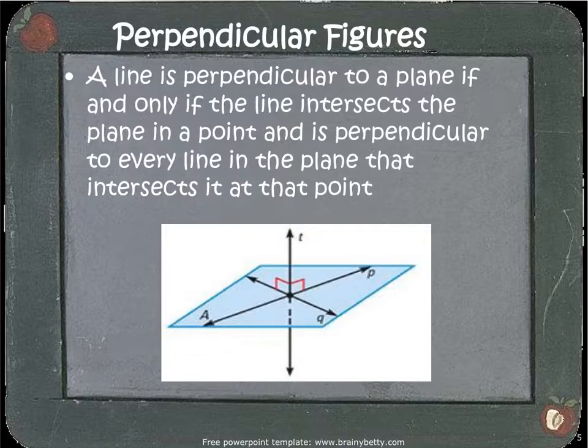So it says a line is perpendicular to a plane if and only if, and notice if and only if, here's my little biconditional, the line intersects the plane in a point and is perpendicular to every line in the plane that intersects at that point. So we can see the line going through the plane. This is just an example, right? Yes, this is just an example.